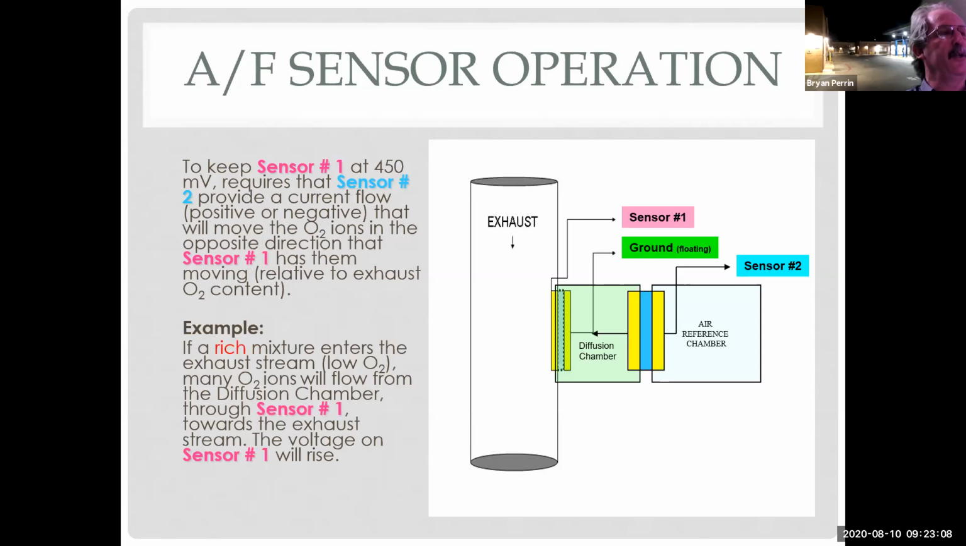For example, if a rich mixture enters the exhaust system, low O2, many O2 ions will flow from the diffusion chamber through sensor 1 towards the exhaust stream, and sensor 1 voltage will rise.